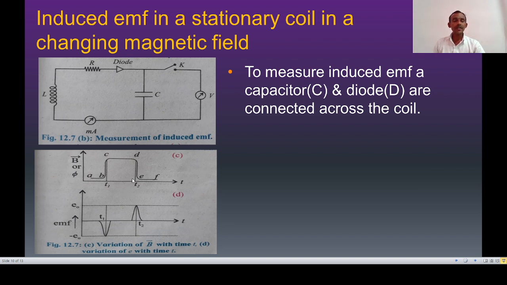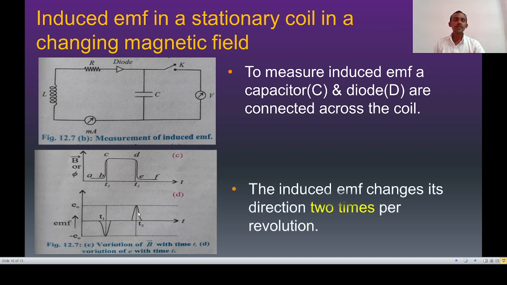Now when the magnet is coming outside the coil, at that time the magnetic flux goes on decreasing, and due to this EMF will be induced in that coil. At that time EMF will be positive. That means in a half revolution, the EMF changes its direction one time.